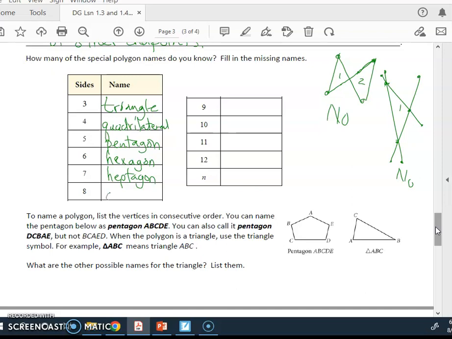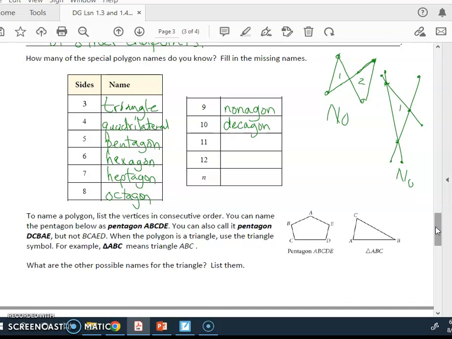October is 8. I'm sorry, 8 is octagon. October used to be the 8th month. Number 9 is not like Novi, like November, but it's actually nonagon. December used to be the 10th month, and the 10th shape is called decagon.